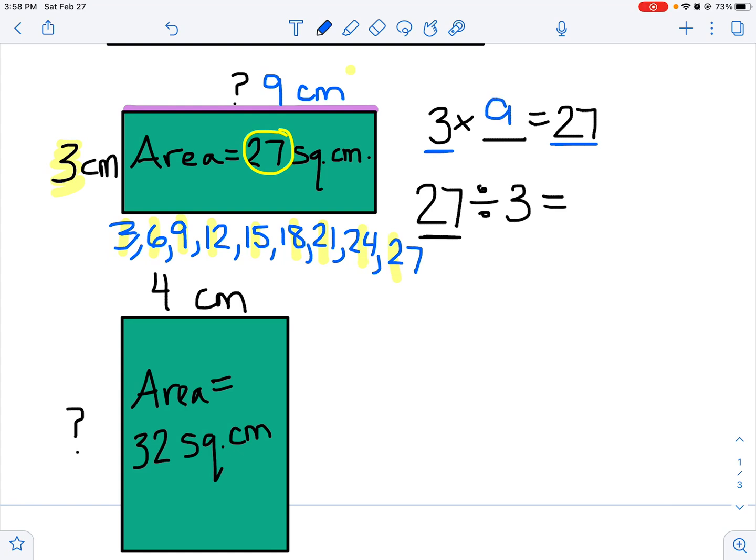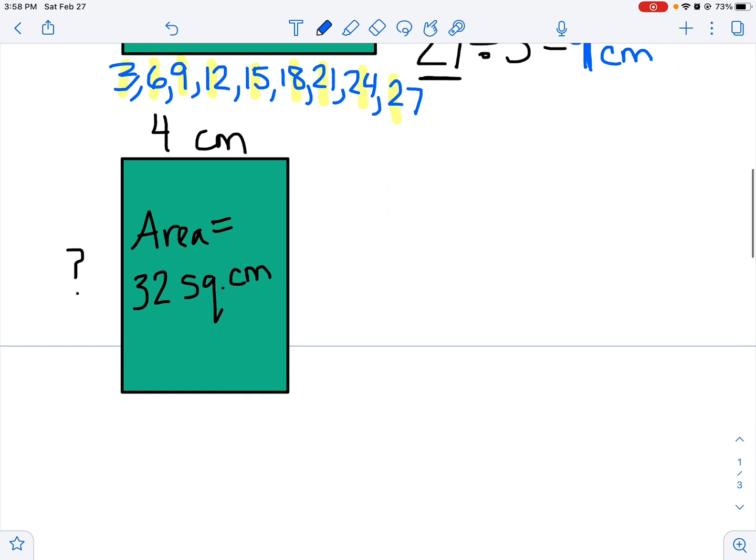So I would say that my multiplication sentence is 3 times 9 equals 27, or 27 divided by 3 equals 9. Okay? Don't forget with your units, this means this is 27 square centimeters. But if I answer it as a division problem with the 9, it's 9 centimeters because it's not an area. We're not talking about the inside, we're just talking about the length.